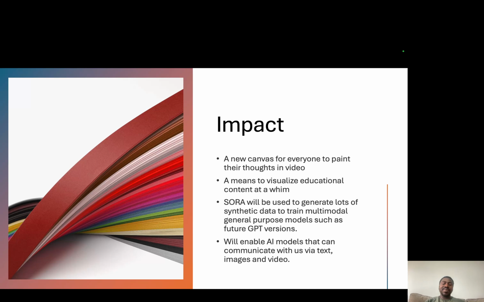And it will enable AI models to communicate with us via text, images, and video. So right now, you could communicate with a general purpose model via text. You could send it images. And then in the future, they'll be able to not just communicate back to us with text and images sometimes, but also communicate back to us with video, sharing their outputs with us in ways that are really incredible. So I think this is an amazing time that we live in.